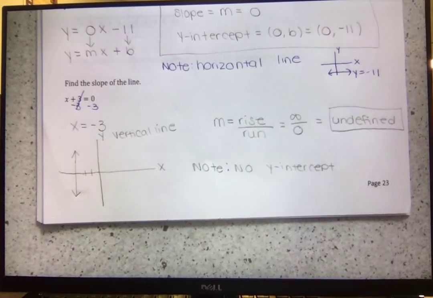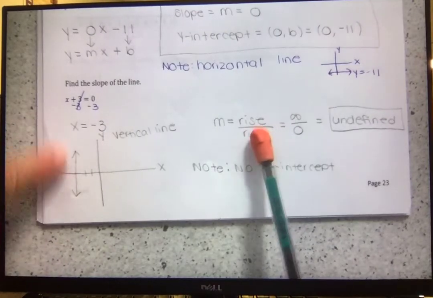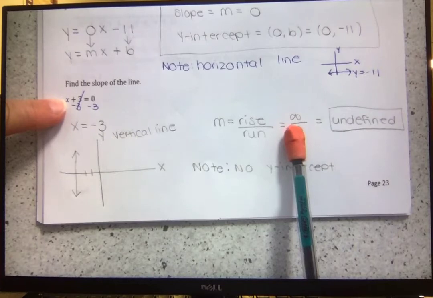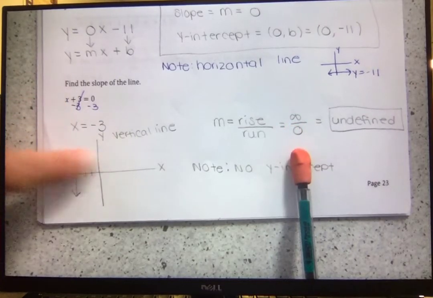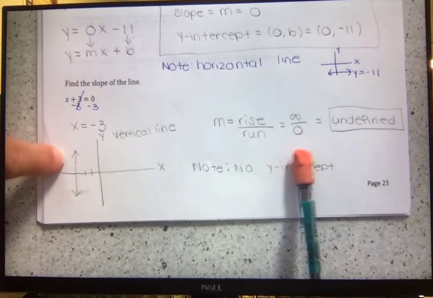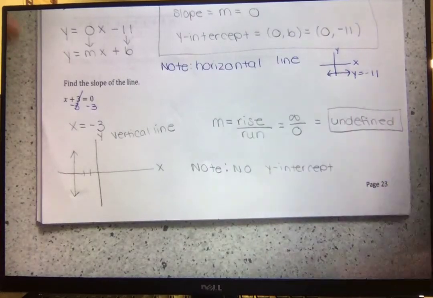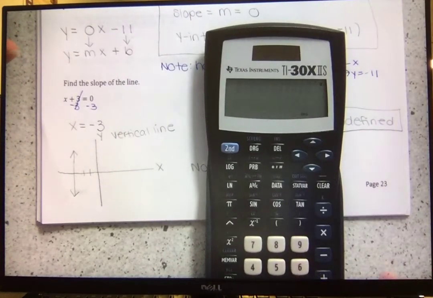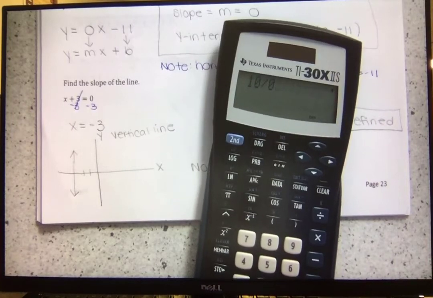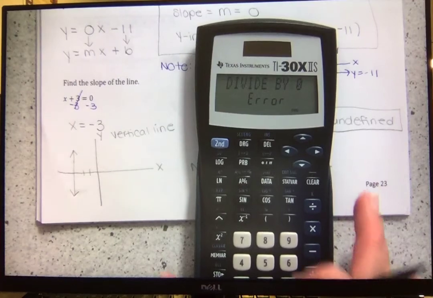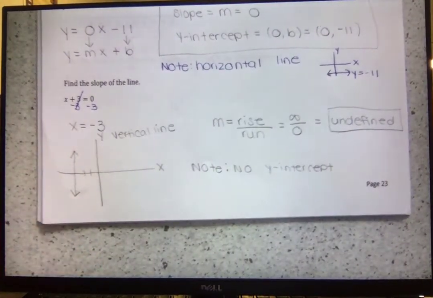What is the infinity for? Okay, so infinity is our rise, so this means it's going up and down forever. That's what infinity means, forever. Our run is going from left to right. It's not going left and right at all, so 0. So infinity divided by 0 is undefined. Any number divided by 0 is undefined. If that messes you up, put any number, let's say 10 divided by 0, in our calculator, and it'll give us an error. We cannot divide by 0, so error means undefined. If that confuses you, just put it into your calculator.